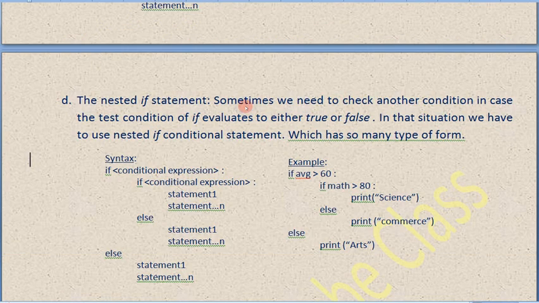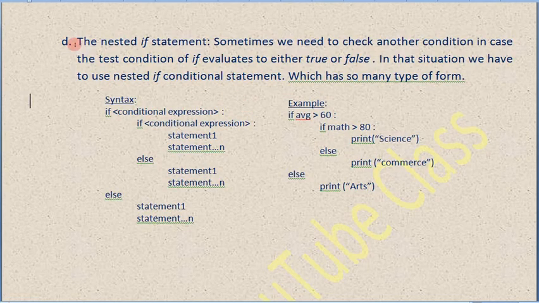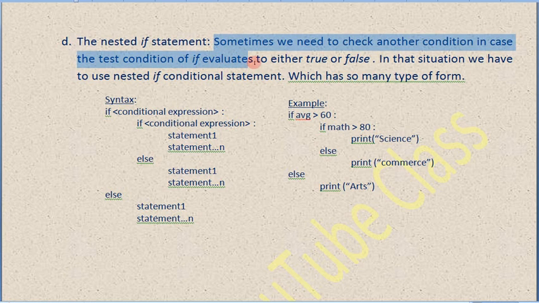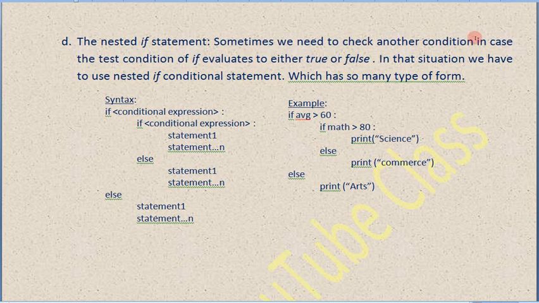Now the next block of statements we will learn, that is the nested if statement. This will be the last part of our if conditional structure. So what is a nested if else statement? Sometimes we need to check another condition in case the test condition of if evaluates true or false. Sometimes if the first condition is true, we might ask to check the second condition as well.